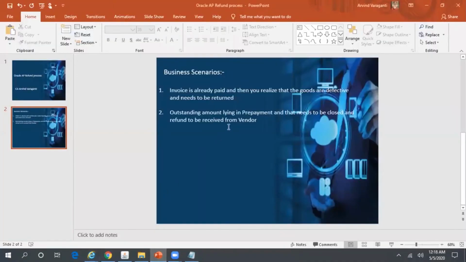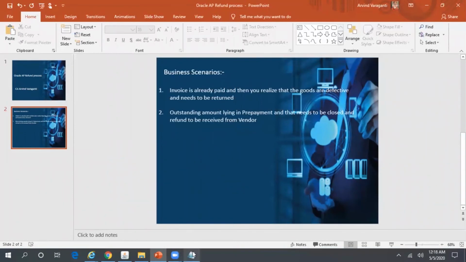But if you talk about the second scenario wherein an outstanding amount is lying in prepayment and that needs to be closed and a refund needs to be received from the vendor, the process for this would be: if there's an outstanding amount of say $200 in prepayment, and you want to receive a refund against that, the first thing is you need to create a standard invoice, apply that particular prepayment against the standard invoice, knock them off, and then create a credit memo separately, and then create a refund transaction against the credit memo. That's the process which you need to follow.